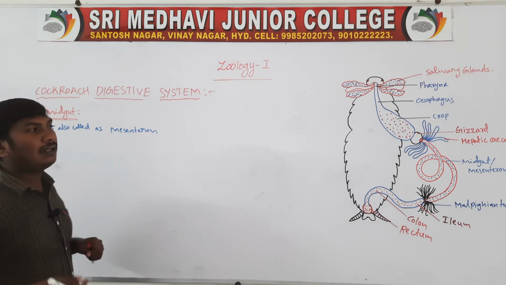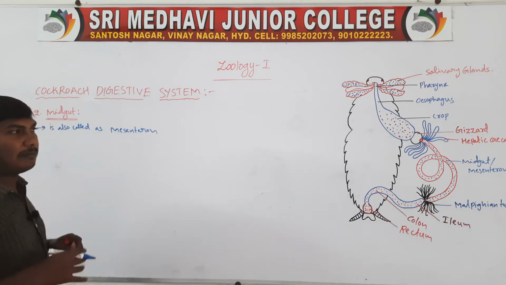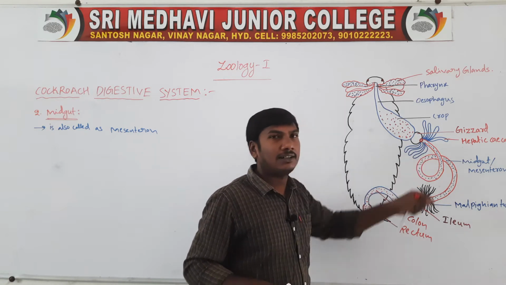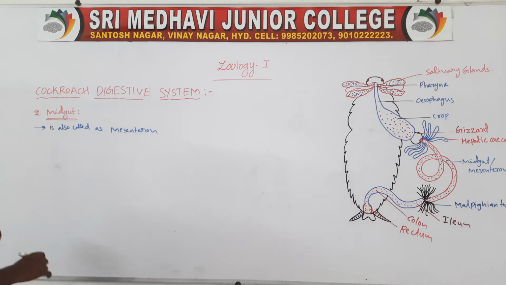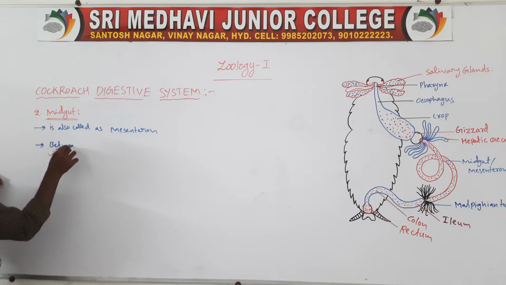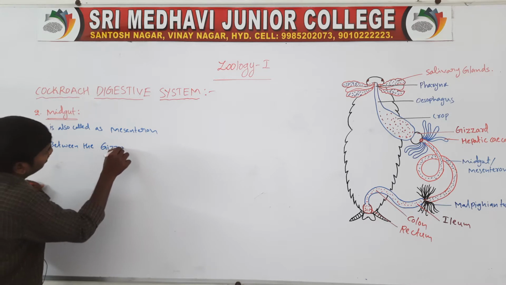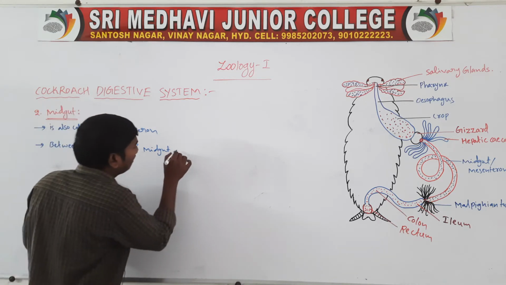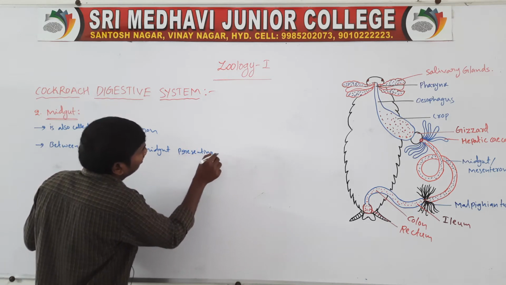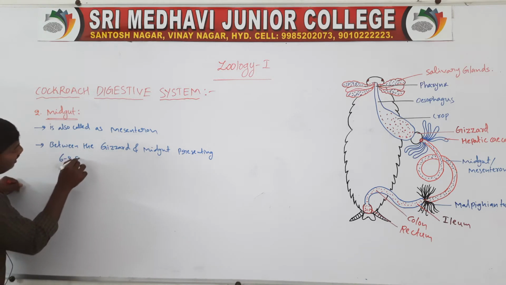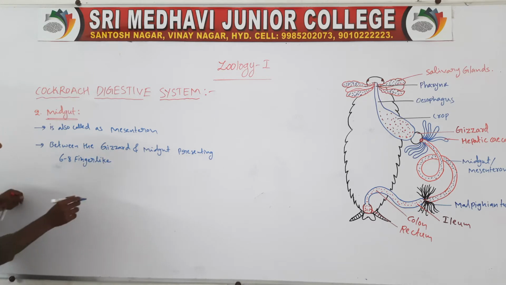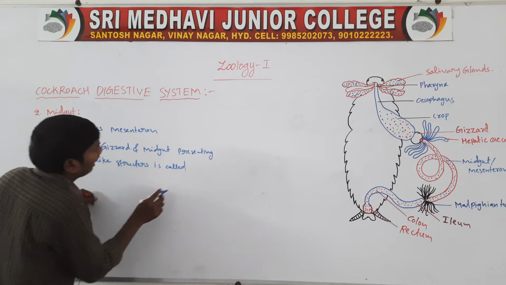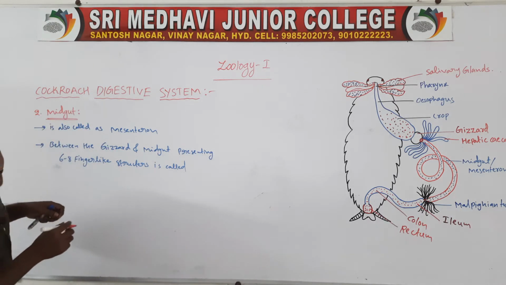The foregut opens into the midgut. In this region, between the gizzard and midgut, there are 6 to 8 finger-like structures called hepatic caeca.